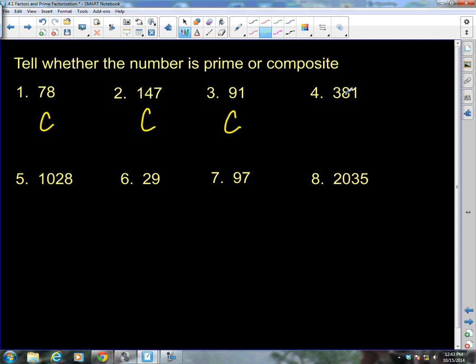381. Add the numbers together. 8 plus 1 is 9. 9 plus 3 is 12. It is divisible by 3, so it's composite. This is an even number. It's composite. 29 is a prime number. We should know that. 97 is a prime number. Okay, and 2035, well, it ends in a 5, so I know 5 divides into it, so it is composite. Okay, so primes and composites.